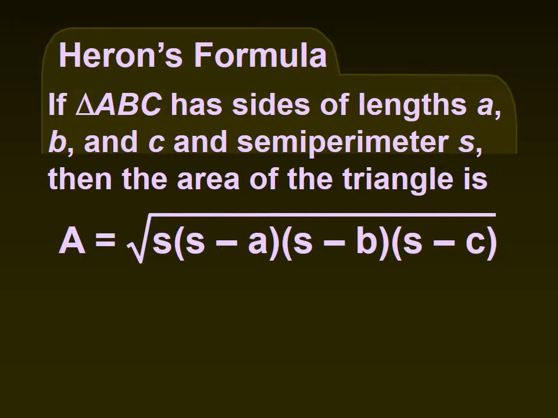So what you're going to do is area is equal to the square root of S, which is the number that we calculated before, (A plus B plus C) divided by 2, times (S minus A) times (S minus B) times (S minus C). And that will get you the area of a triangle.